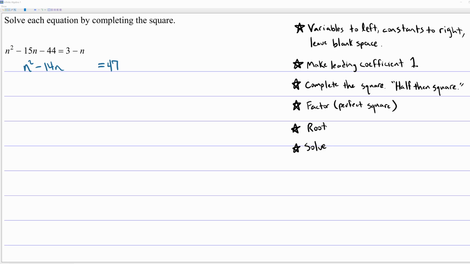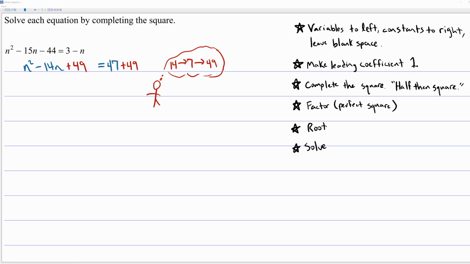Alright, so the next step says complete the square, and in quotes half and then square. So we're going to look at the coefficient of the linear term. I really don't care that it's negative. That's not important. So we think to ourselves, we have the number 14. Half of that is 7, and that number squared is 49. So this number 49 we add on the left-hand side. Of course, if we add that number on the left-hand side, we have to add that on the right-hand side as well. So I add 49 to both sides.